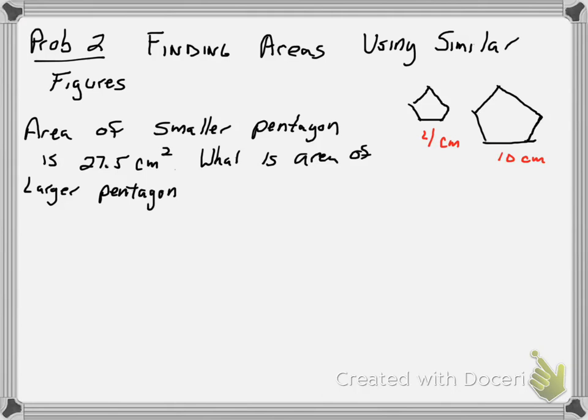In problem 2, they want to find the areas using similar figures. The area of the smaller pentagon is 27.5 centimeters squared. They want to know what the area of the larger pentagon is. So what's my scale factor? My scale factor is 4 over 10, which reduces, 2 and 2, to 2 over 5. So the ratio of the areas, I'm going to go ahead and square this. So that's going to be 4 over 25. That's my ratio of my areas.